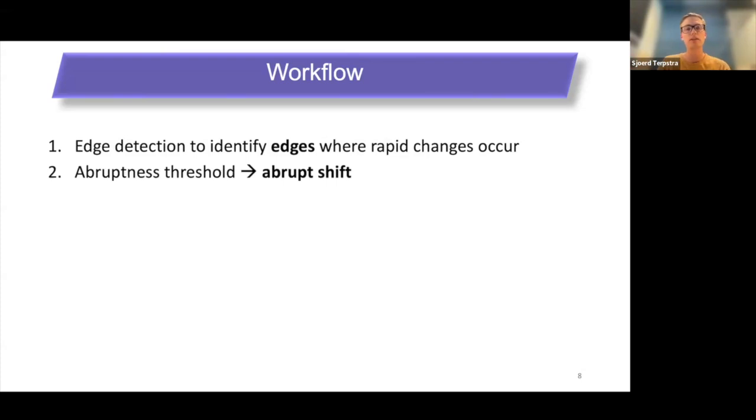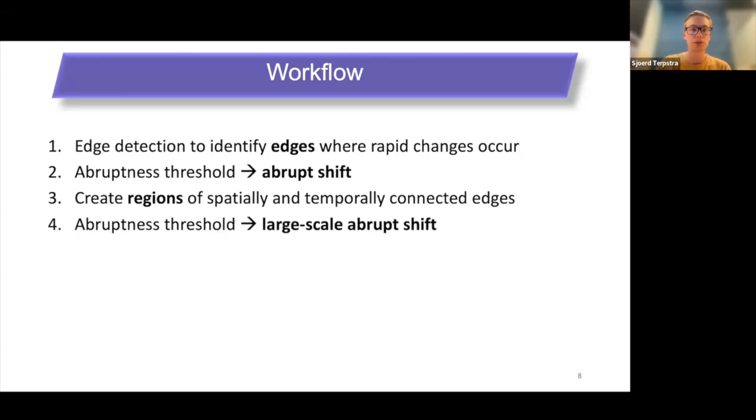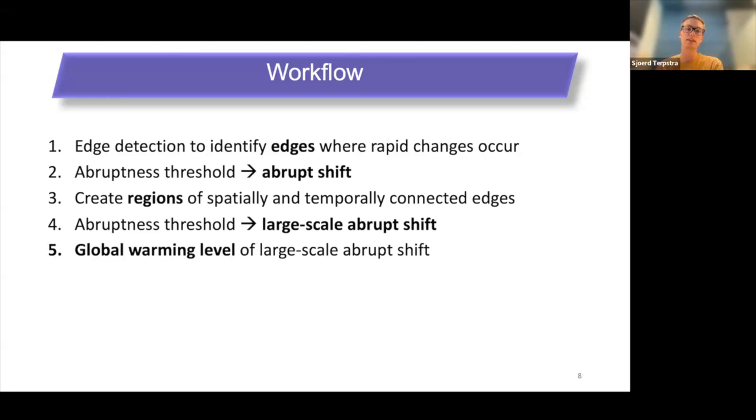The second step in the workflow is then to apply a certain threshold. So we find places where you have a rapid change, but we want to make sure they are actually significant changes. So these we call the abrupt shift. What we then do is we try to connect the regions that connect in space and time. So if we look at a single variable of a single model, we want to see like, okay, do we have a big region where we have an abrupt shift? For example, the whole summer sea ice disappears in a specific model. And this we call a large-scale abrupt shift. And finally, we try to relate this then to the global warming level at which this shift occurs.